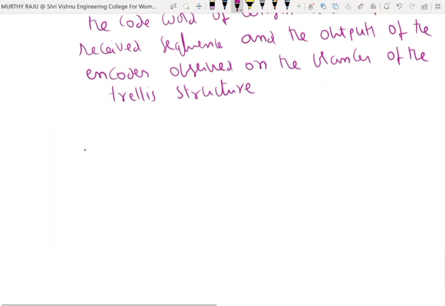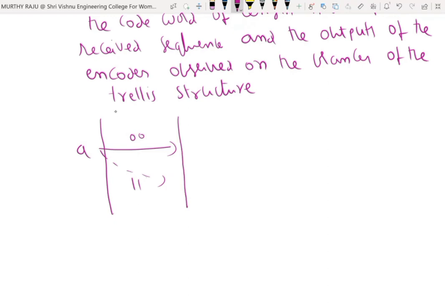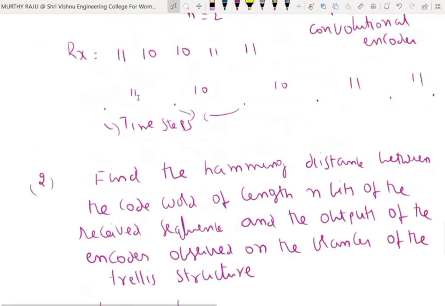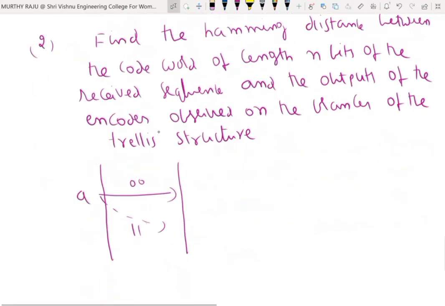Okay, next consider this one is A state. A to A, we know that A to A here is 0 0, input bit is 0. Input bit is 1, A to B with output 1 1. These are the outputs of the encoder observed at these two branches of the trellis structure. Consider this is the time step 1. In the time step 1, here 1 1 is placed.